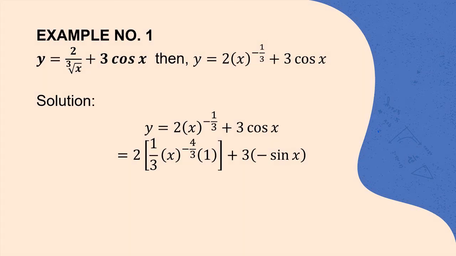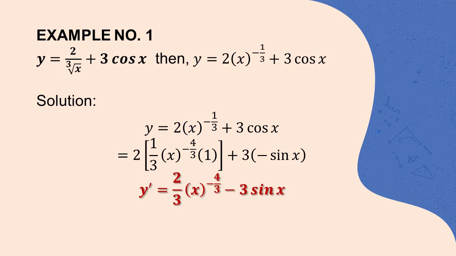So for the final answer, we have y prime equals 2/3 x raised to the power of negative 4/3 minus 3 sine x. In this problem, we apply the chain rule and the derivatives of trigonometric functions in order to solve this problem. If you have not yet watched the lessons about differentiation rules and derivatives of trigonometric functions, the link is in the description below.